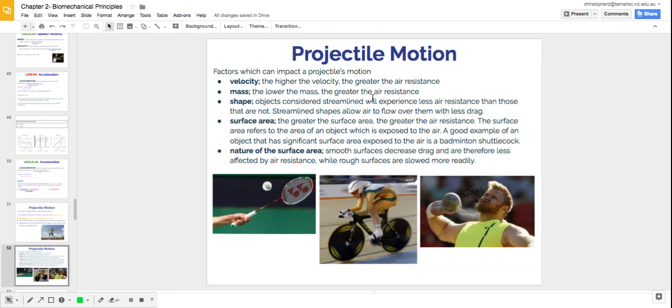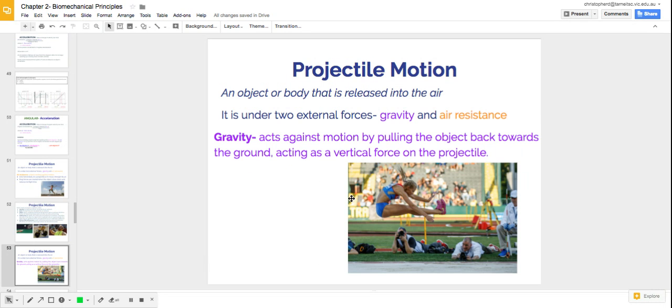That also refers to the surface area. The greater the surface area, the greater the air resistance. If we look at our shuttlecock here from badminton, it has little holes in it, so that reduces the surface area. Then there's the nature of the surface area. A smooth surface will decrease drag, so there's less air resistance. Think of something smooth compared to rough: if something is smooth, there's going to be less air resistance. When we're looking at gravity, obviously gravity acts against the motion by pulling an object back towards the ground. That's what we would call a vertical force on a projectile.